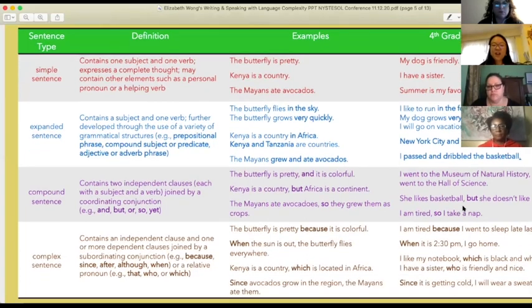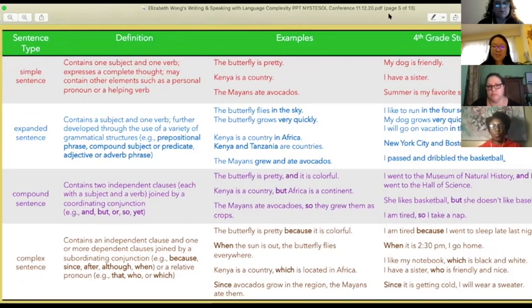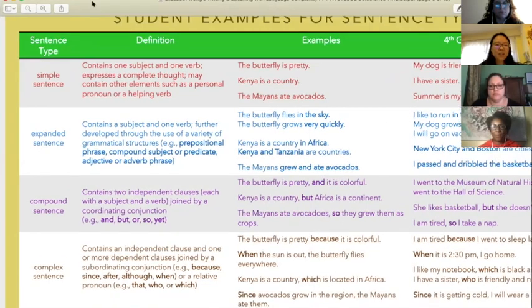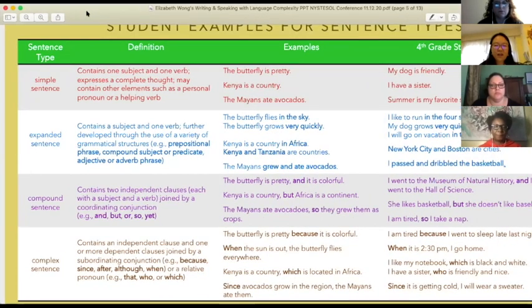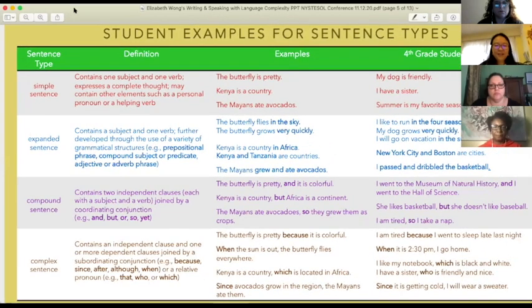Okay, and going on to the compound sentences, some examples include, I went to the Museum of Natural History and I went to the Hall of Science. Just gonna move that over, maybe I'll make this a little smaller so you can see the right margin of that fourth column. Okay, so another compound sentence example is, I like basketball, but she doesn't like baseball. I am so tired, so I take a nap.